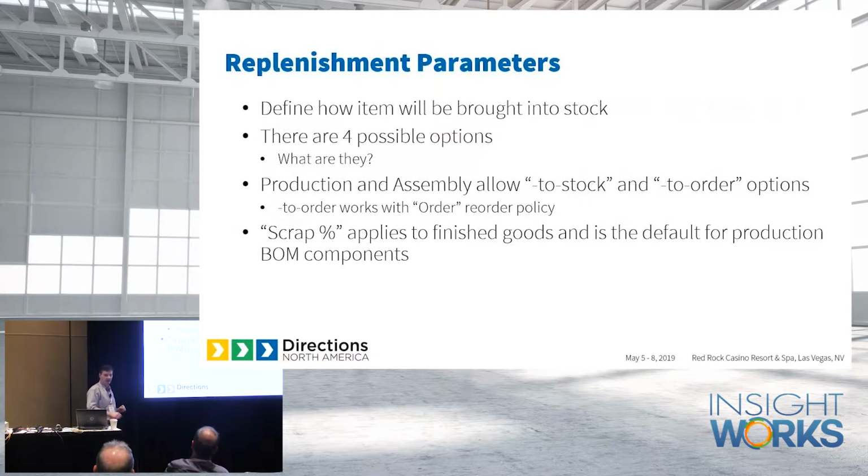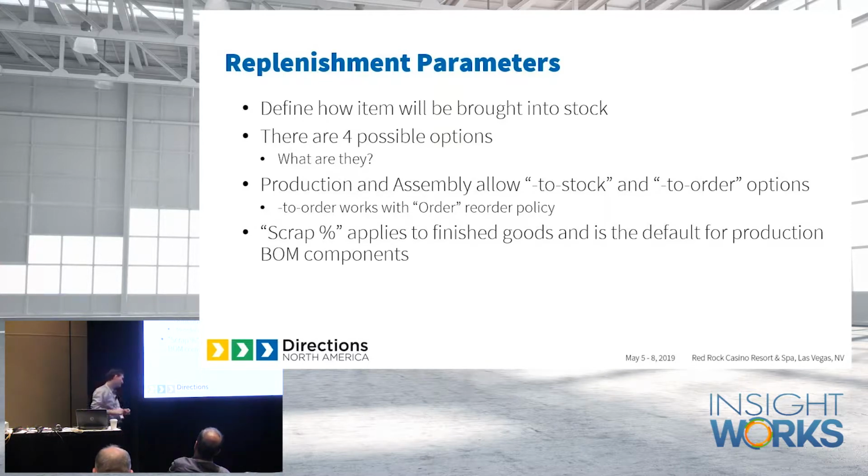Anyway, now, replenishment parameters. This is how we tell the system to replenish our stock. That's why it's called replenishment, I guess. And there's 4. Anybody know what the 4 are for replenishment? How can I get something into my inventory? 4 ways. Yes, sir. Purchase, transfer, production, assembly.